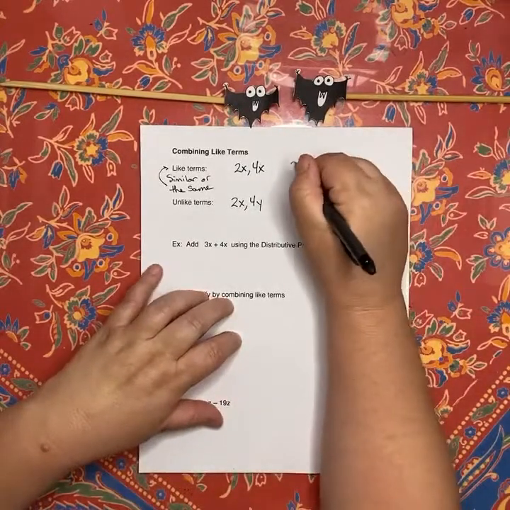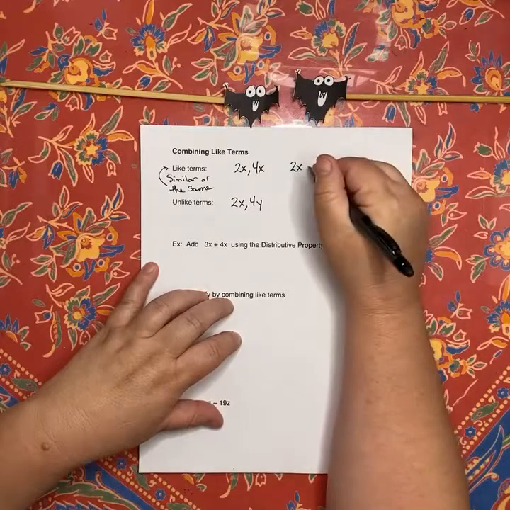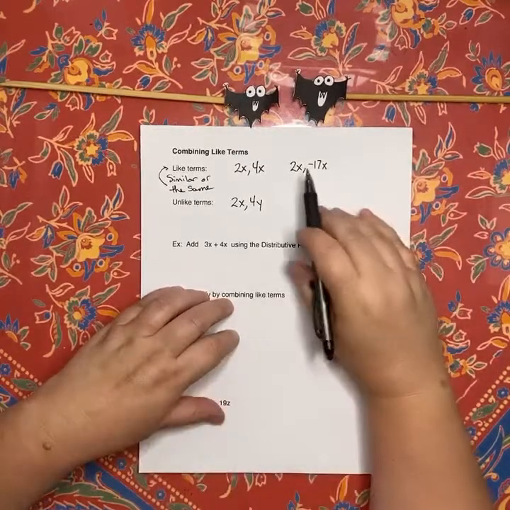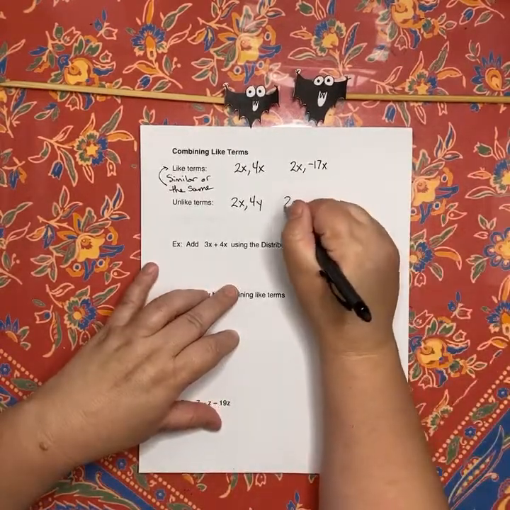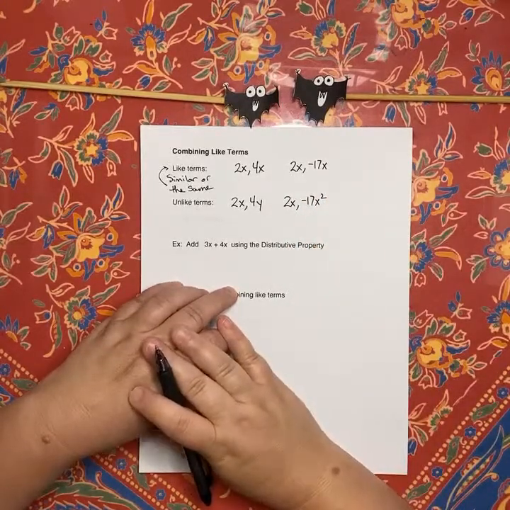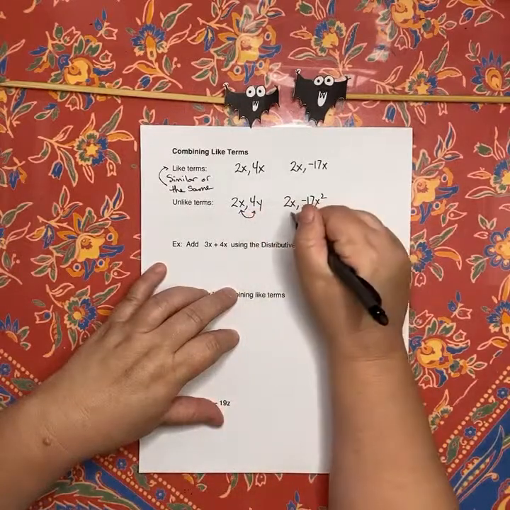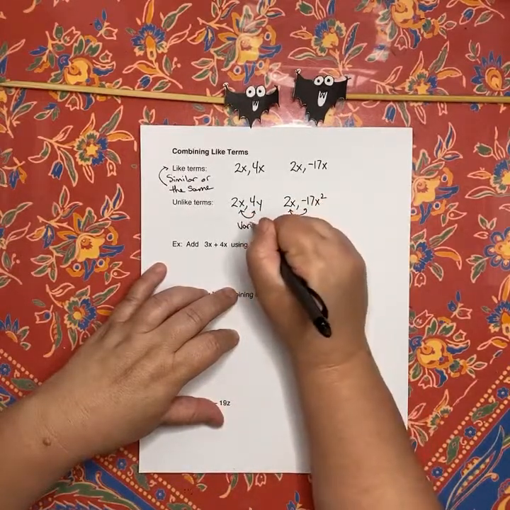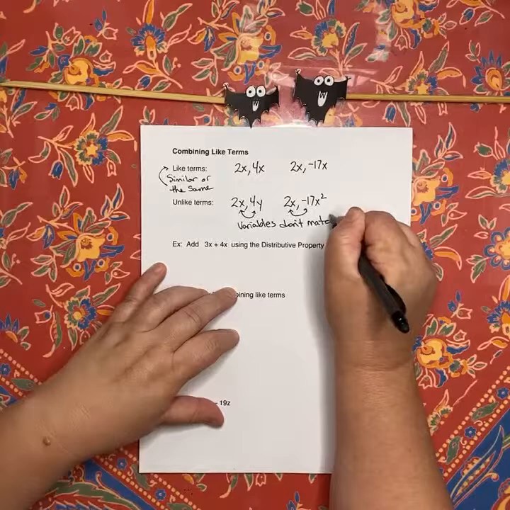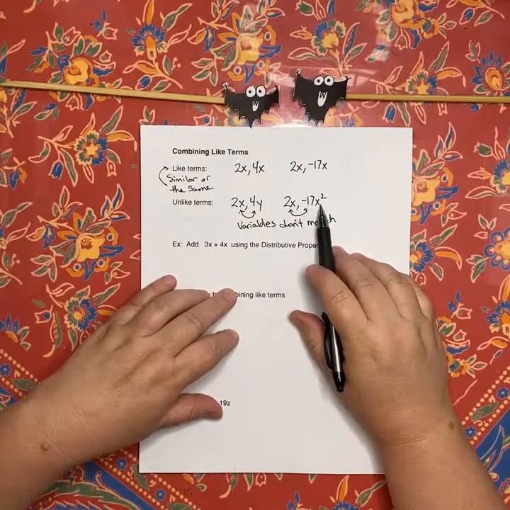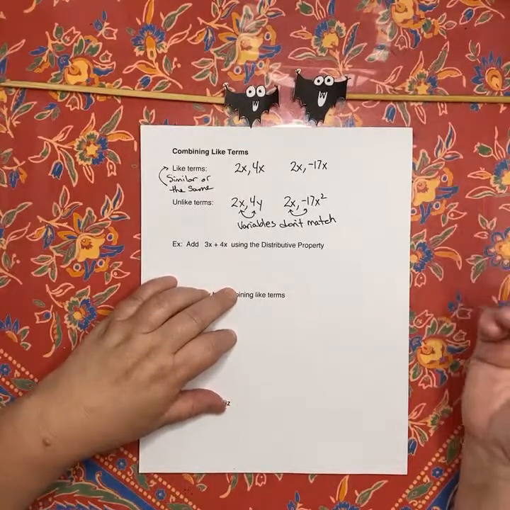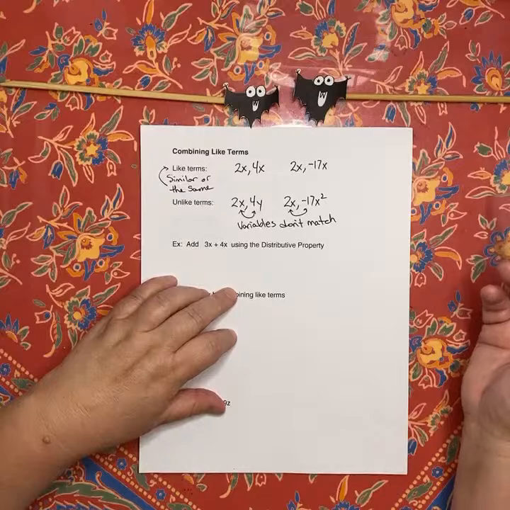Okay, how about 2x and negative 17x? Yes, those are like terms because the variables match. What about 2x and negative 17x squared? Nope. These don't match. The variables don't match. And I hear you say, wait, but this has x's. It's just like x and x squared. They're the same, right? And the answer is yes, they both have x's, but they are not the same.